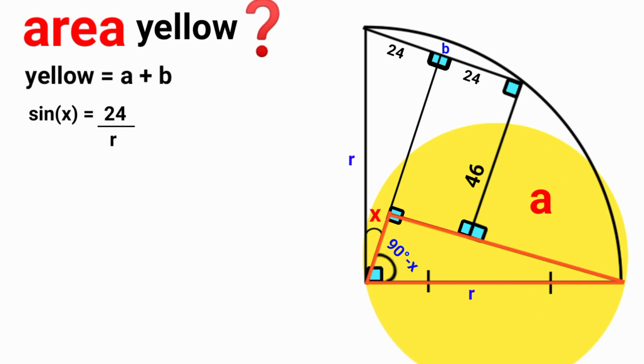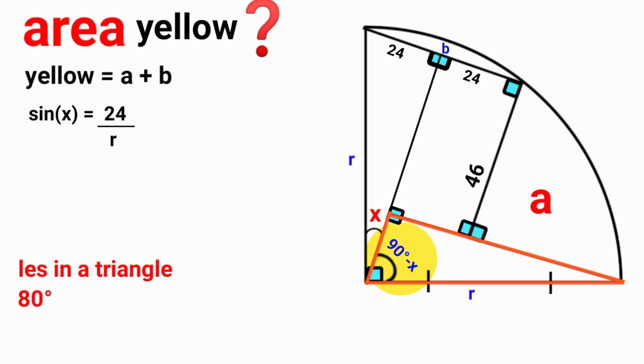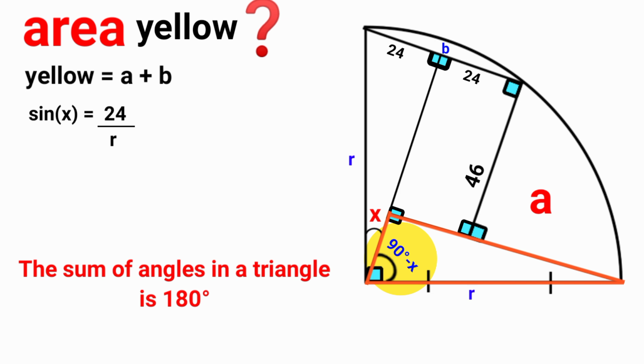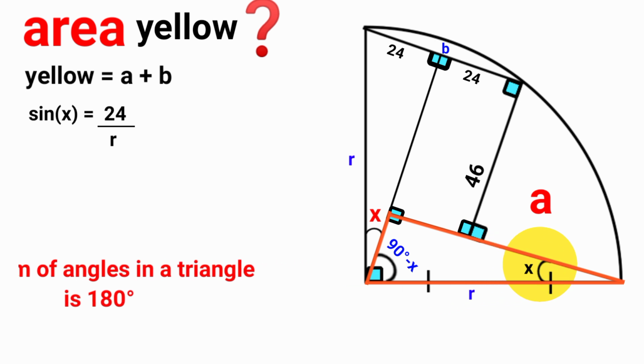Now look at this triangle. Since it is a right angle triangle, and we have the size of this angle to be 90 degrees minus x, based on the rule that the summation of angles in a triangle is 180 degrees, this angle is 180 minus 90 degrees minus (90 degrees minus x). Minus into bracket 90 degrees minus x is minus 90 degrees minus minus x. Minus minus x is plus x. 180 degrees minus 90 degrees minus 90 degrees is 0. So the angle is x.